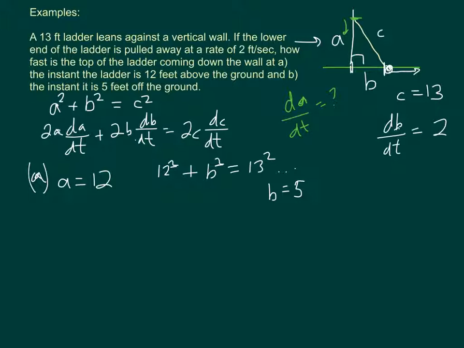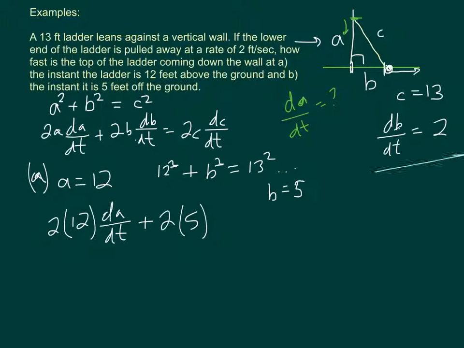Trust me on that. If not, go ahead, solve it yourself. Okay, and then we can just plug in what we know now, I believe, as long as everything's here. We know that 2 times A is 12. dA/dt is what we're trying to solve for, so we're going to just leave that in there. Plus 2 times, we said our B equates to 5. Our dB/dt, again, that's over here on the right, is equal to 2.